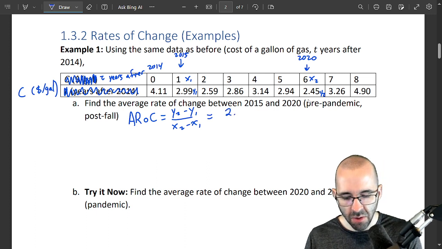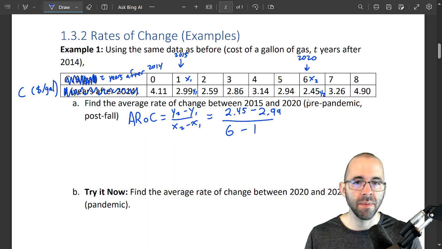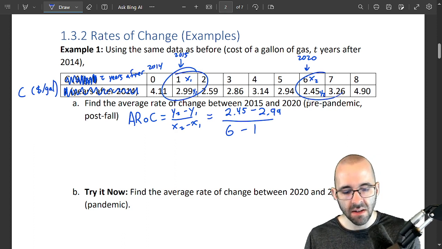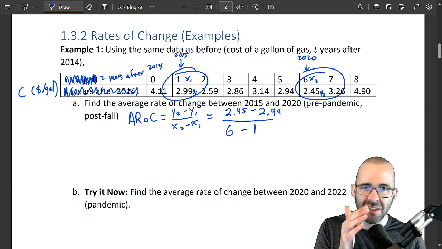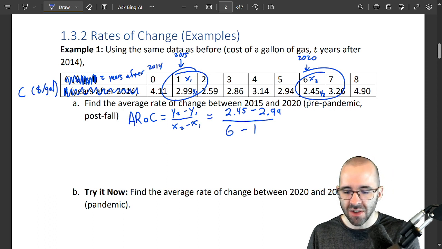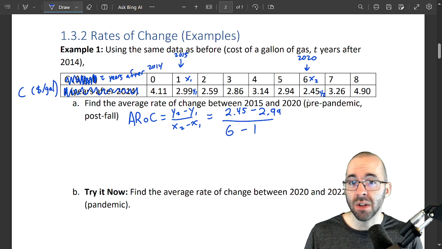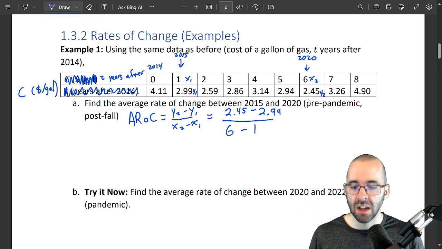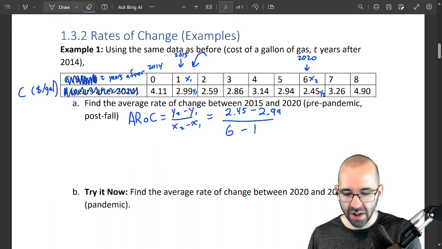Now we just replace the formula. y2, we said that was 2.45, minus y1, we said that was 2.99, divided by x2, which is 6, minus x1, which we said was 1. So as soon as we can identify which one's the first x, which one's the second x, it actually doesn't matter which one we choose as the first. I usually do left to right, but it doesn't really matter. And if you don't believe me, try switching them. Have this be x2 and y2. You'll get the same answer.